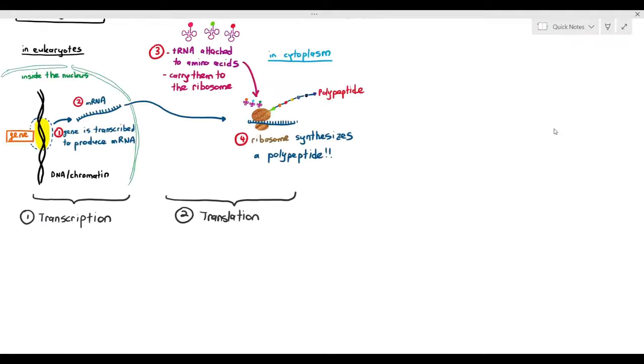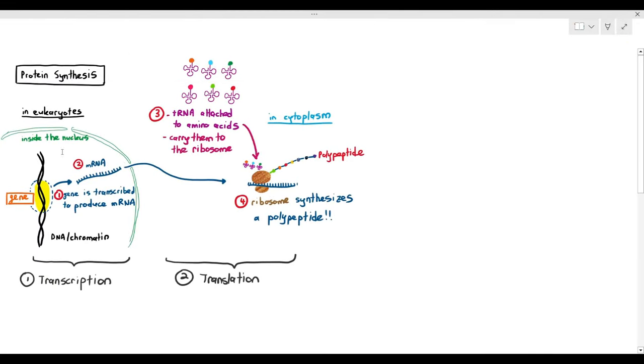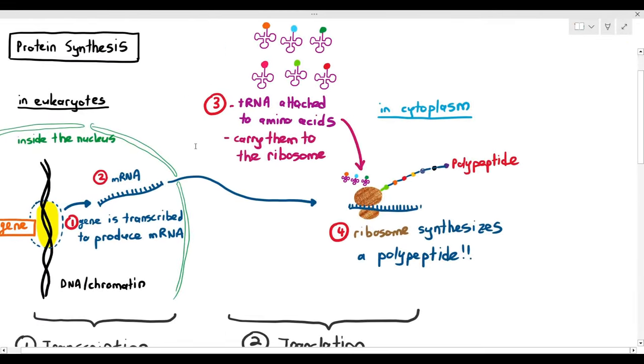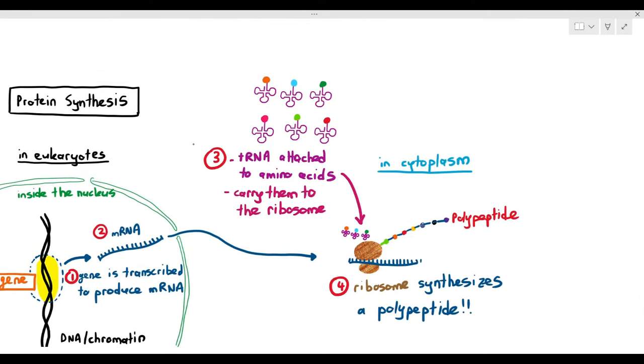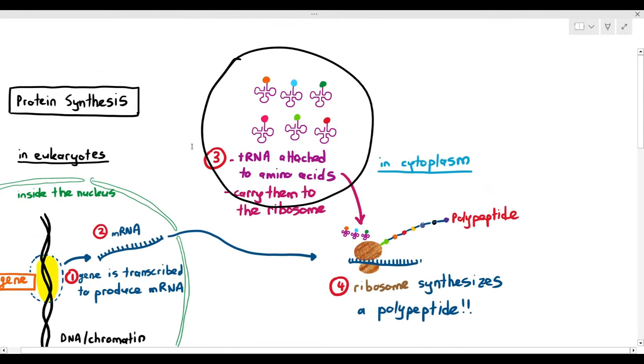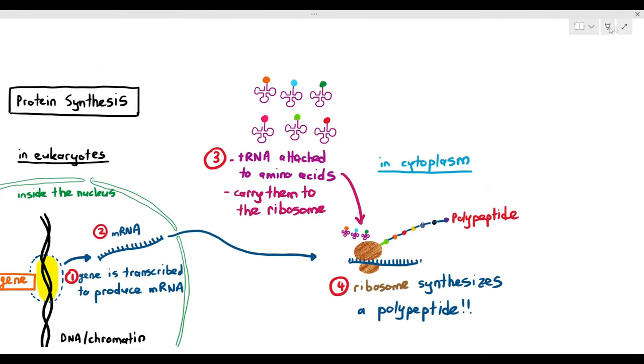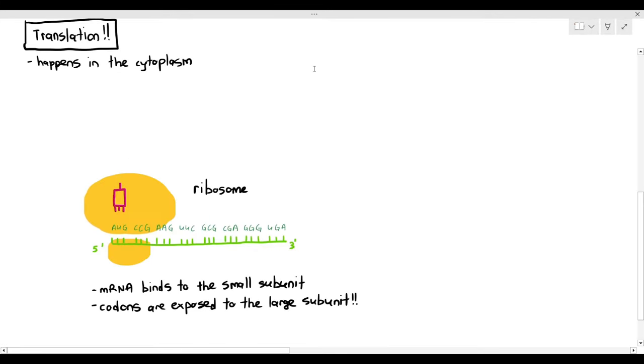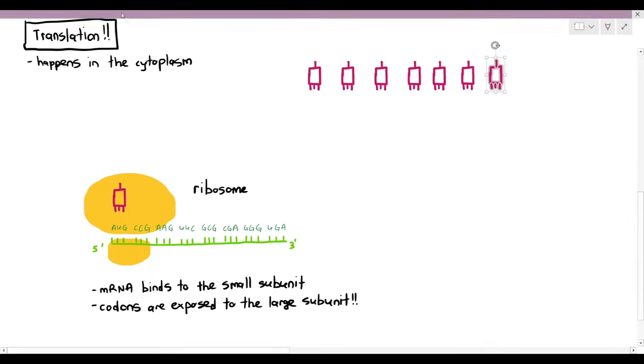And who is going to bring the amino acids to the ribosome? If you remember, we saw this in the previous video. It's the tRNAs that bring the amino acids to the ribosomes. So let's look at certain types of tRNA. I'm just drawing out some tRNA molecules, as you can see.